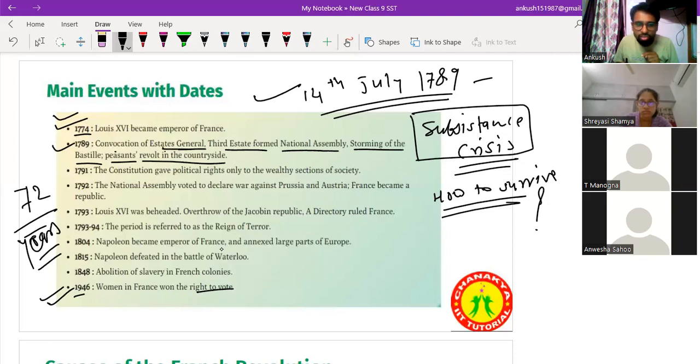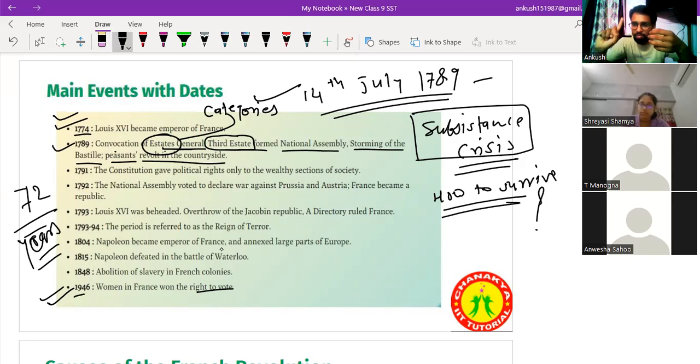Convocation of States General. States in the sense of categories. Here, state means the categories were there, and their critical, or we may say tyrannical, behavior made the third state form National Assembly. What is this third state? Where all the common people were included. Those people were not the clergies. Clergies are related to the church, and they were the uppermost category in France at that time. Second state was related to businessmen, lawyers, and the people who were paying the taxes.